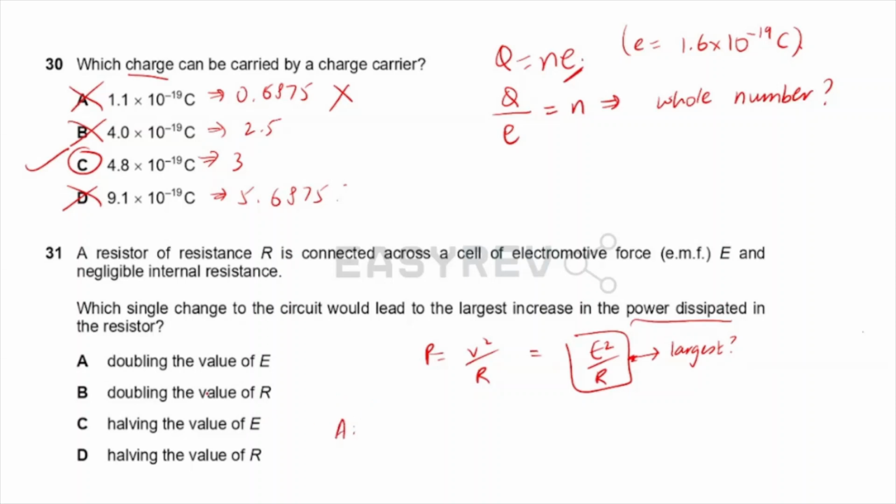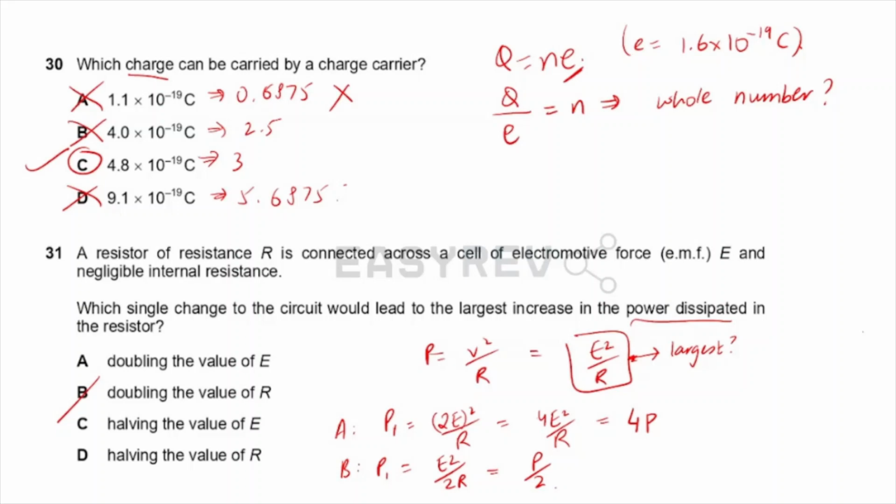If we look at A, it says we're doubling the value of E. So the new power P1 would be 2E whole squared divided by R, which is 4E squared over R, which is basically 4 times the original value. P is basically me replacing E square over R wherever I see it. Now let's look at option B, doubling the value of R. If I double the value of R, I get E squared over 2R. This is nothing but the original power P decreased. So there's no increase occurring here, so B can be cancelled out.